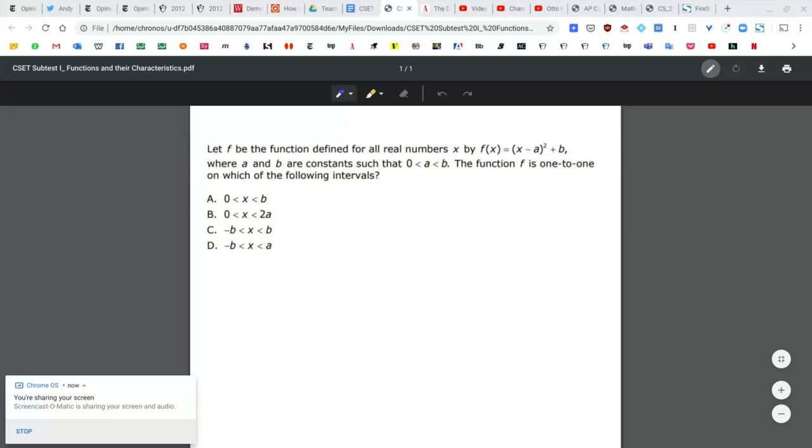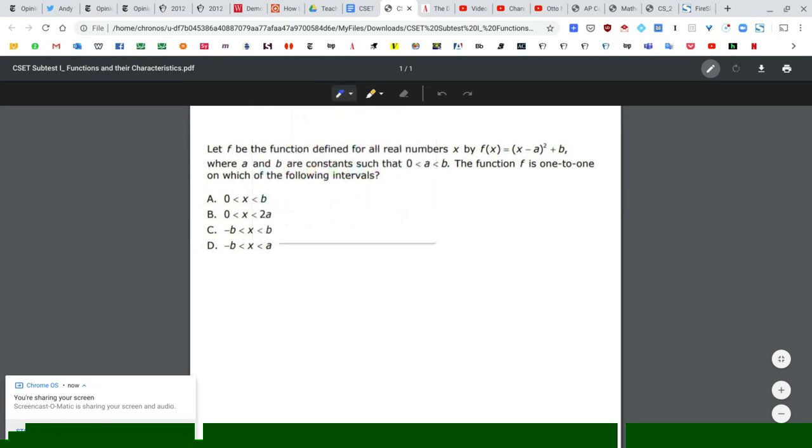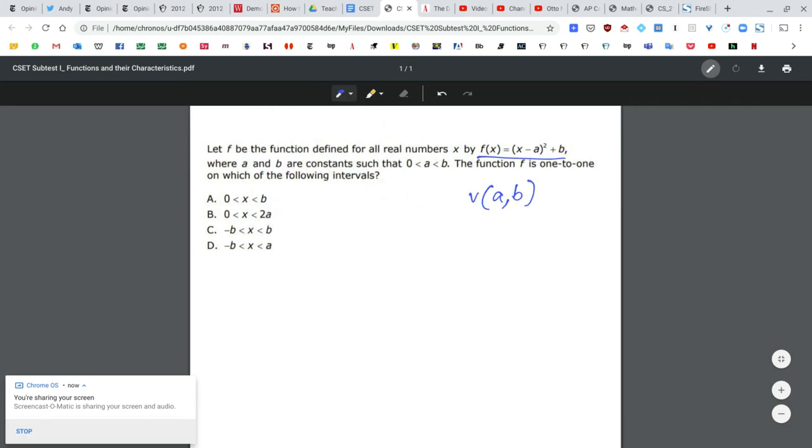Otherwise, it says that f of x be a function defined for all real numbers. f of x equals (x minus a) whole squared plus b. So that makes it a parabola. It's a quadratic function in what is called vertex form. So you know the vertex is (a, b).